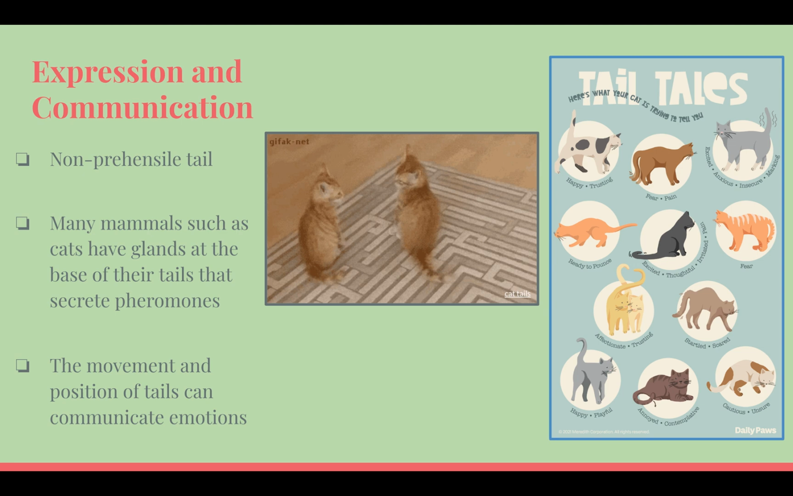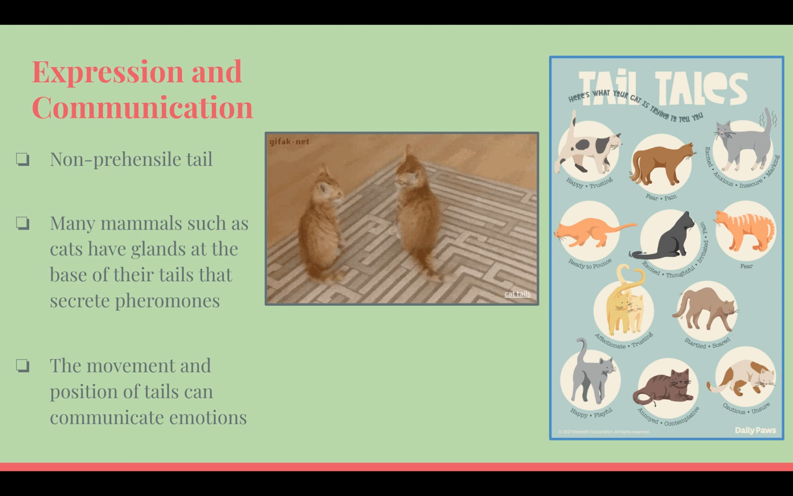Many mammals, such as cats, have glands at the base of their tails that secrete pheromones. You may notice when your cat comes to greet you, it'll usually rub its rear on you or on your legs. While this may just seem like an affectionate gesture, you're actually being identified as part of the cat's territory. It's a scent that we can't smell, but other animals can.